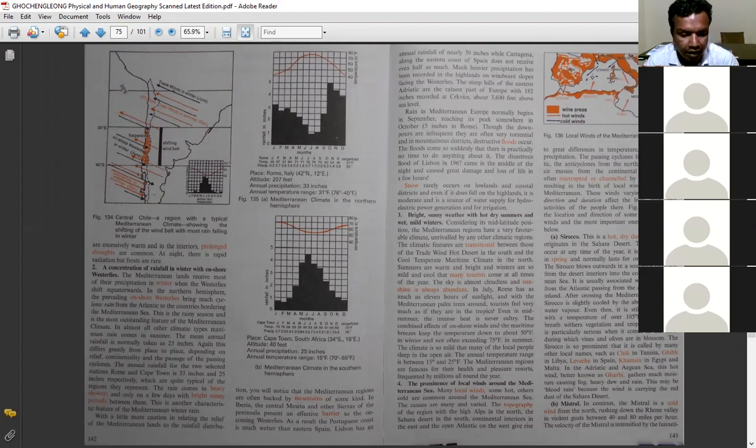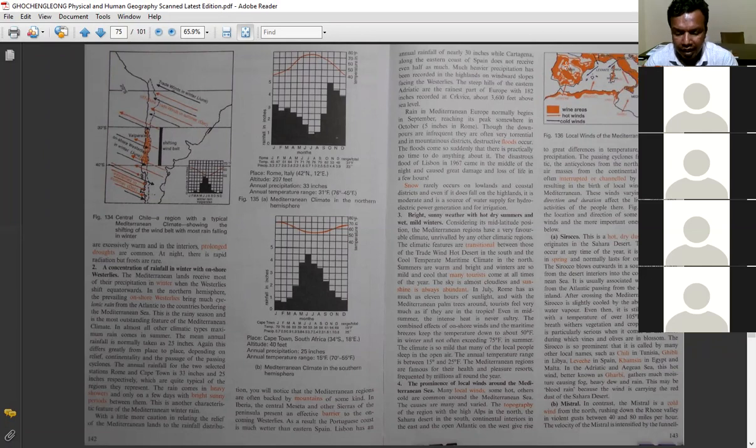Right? So the wind, but here in Mediterranean type of climate, the situation is different. In Mediterranean type of climate, during winter, the winds are onshore. Onshore means what? During winter, the wind blows from sea towards land because of the shifting of the pressure. And that is the reason there is winter rainfall in the Mediterranean type of climate.